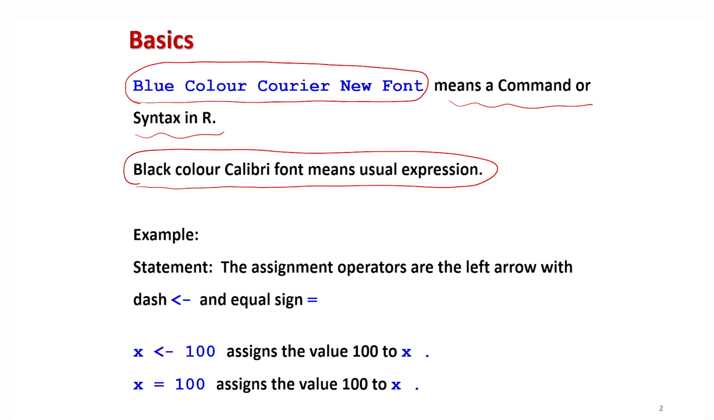For example, if I want to explain that the assignment operators in the R software are indicated by the left arrow with a dash sign as well as the equality sign, you can see that I have written this less than and dash, and here this equality sign, in blue color Courier New font. This means these are the operators which are going to be used inside the R software, and I have copied and pasted those commands in the slides.